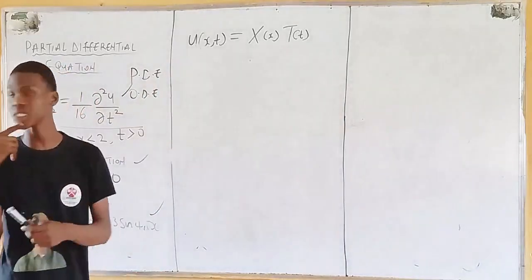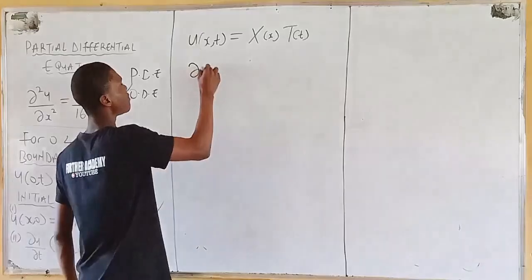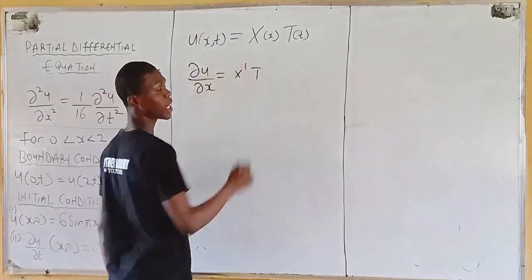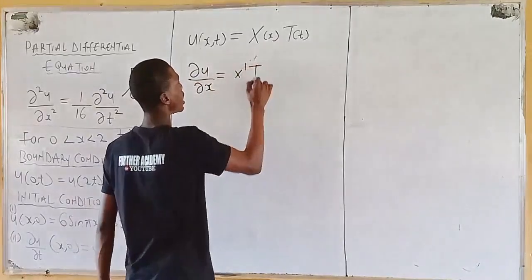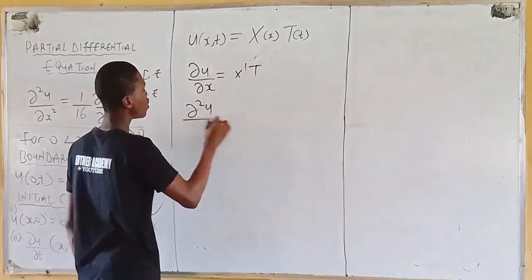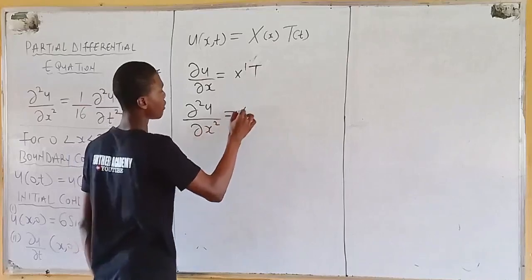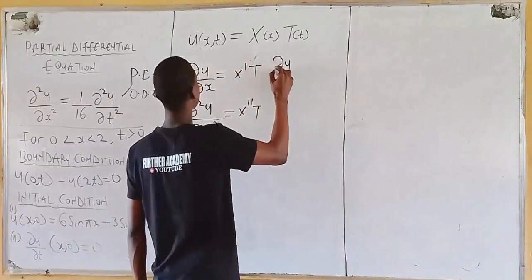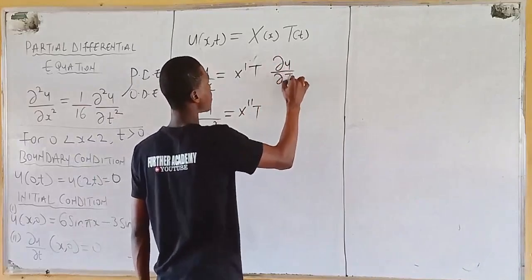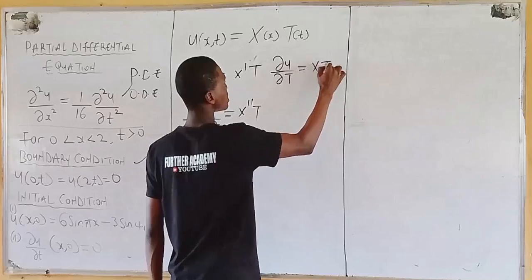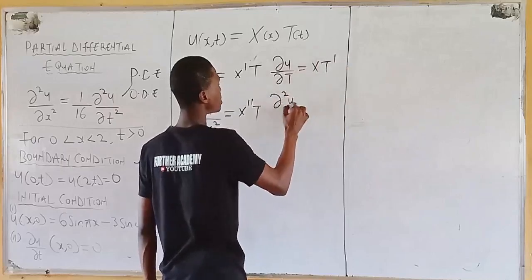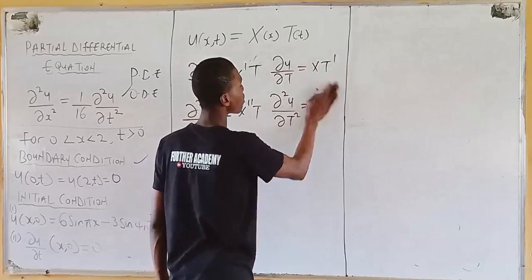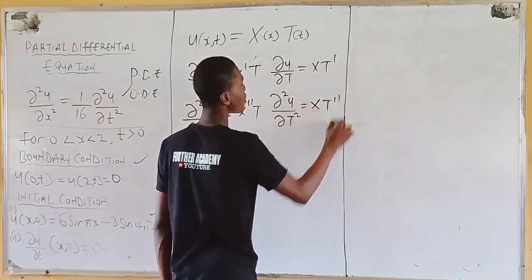Now, from U equals XT, meaning U is a function of X and T, let's differentiate. The partial derivative of U with respect to X gives X prime multiplying T, right? Then the second partial derivative of U with respect to X gives X prime prime T, right? With respect to T, the partial derivative of U gives X T prime. The second partial derivative becomes X T prime prime, right?